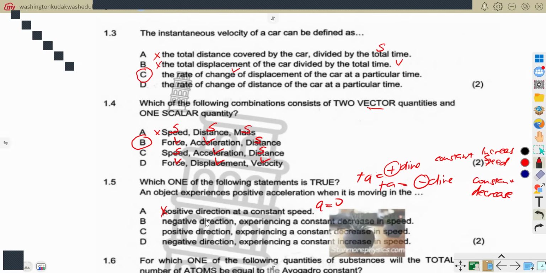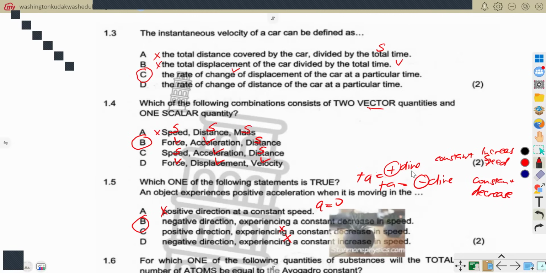And then you have got negative direction experiencing a constant decrease in speed. Yes, we need negative direction and a constant decrease. So this would actually be our answer. So let's look at option C. Positive direction, experiencing a constant decrease. These ones are opposite, so it's out. And then you have got negative direction, experiencing a constant increase, opposite again, so they are out.